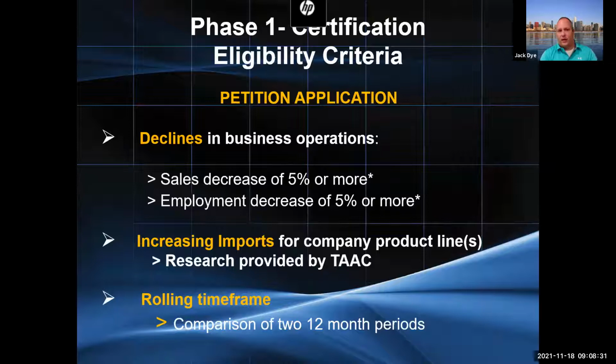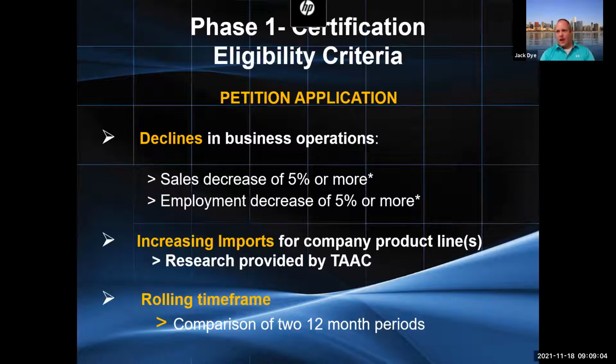Phase 1, the certification eligibility criteria. Very wordy way to say we want to find a way to get you qualified for the grant. We're looking for companies with a sales decrease of 5% or more and an employment decrease of 5% or more. An increase of imports. Imports are a factor. Imports have to be a factor in a partial reason for your sales decline. A very small part of your sales decline, but that's one of the aspects of it.